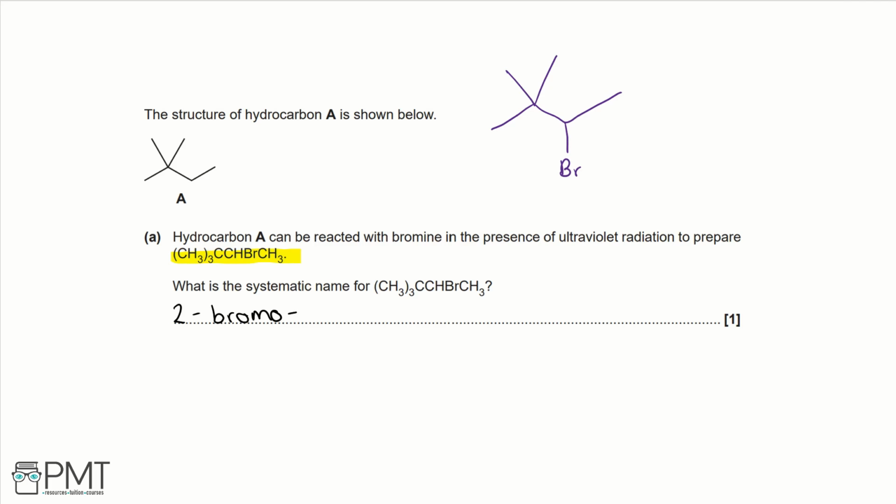Then we look at the side chains. So we've got 2 on carbon number 3. We have 3,3-dimethyl. And finally, we need to look at the longest carbon chain. So that's going to be 1, 2, 3, 4 carbon lengths long, which is butane. So this is going to be our full systematic name for the structure, 2-bromo-3,3-dimethylbutane. And you need to write this systematic name in order to get the mark for this question.